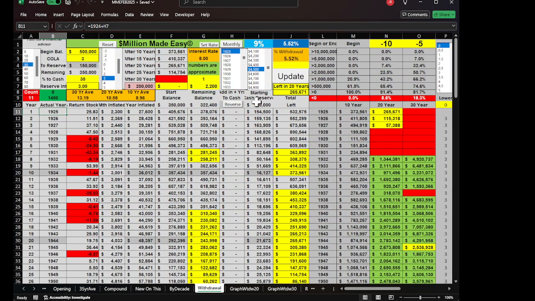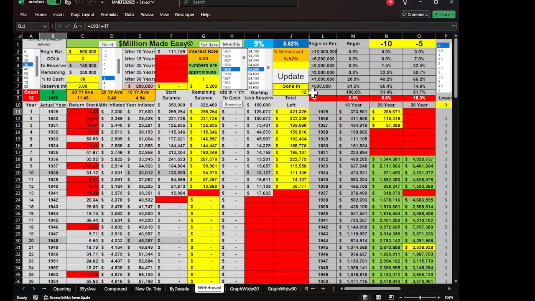Now, what could you do differently? Well, first of all, I want to show you. These are 1925 numbers showing you. There's 1929. You can see you run out of money in 12 years. Let's go all the way down to the year 2000 and see the actual numbers to show you where they come from.